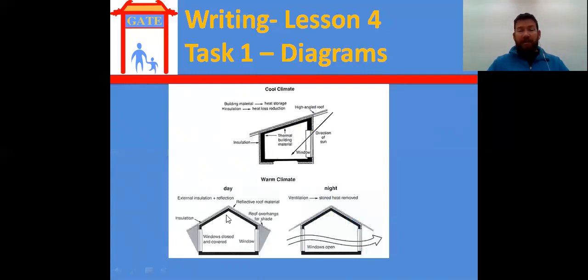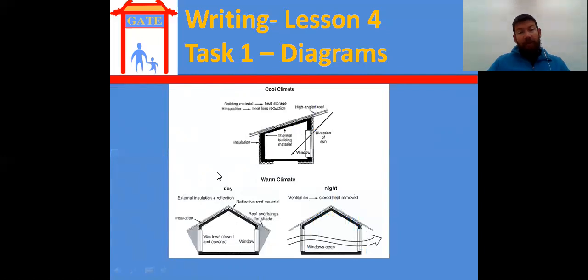So in warm climate, the high point of the roof is in the middle, whereas in cool climate it is on one side that is facing the sun, with the lower side, the other side of the roof, away from the sun. Also, in the cool climate, there are only windows on one side of the building, whereas in a warm climate, they have windows on both sides of the building. So this one is about just comparing the most obvious differences.